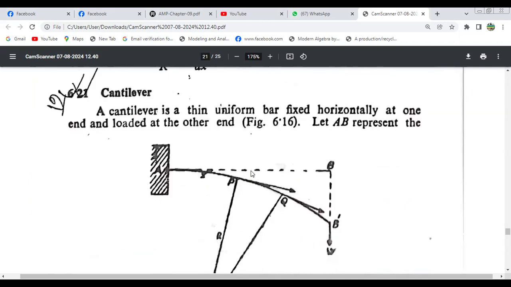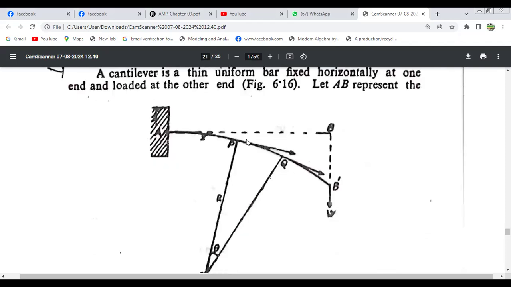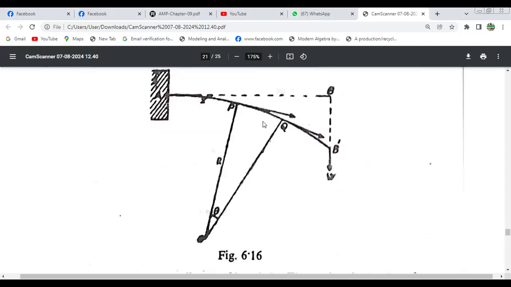Now, very important part, cantilever. A cantilever is a thin uniform bar fixed horizontal at one end and loaded at the other end. Let A be represented this. This is the area, and this is the radius, and PQ, this is the actually second. So theta between angle the PQ, and this is the B dash, and this was the original, and this is the B dash after shearing.